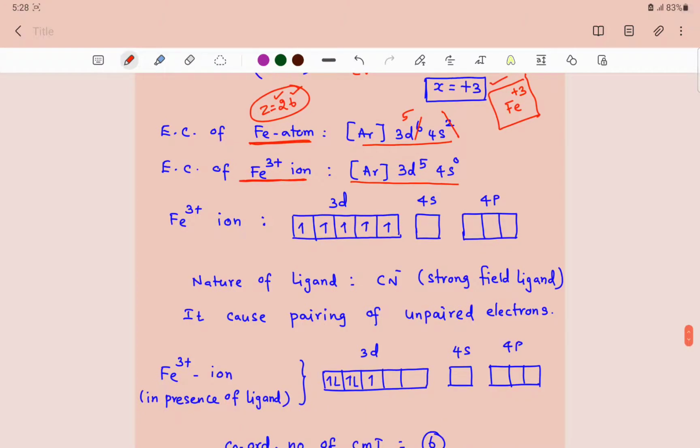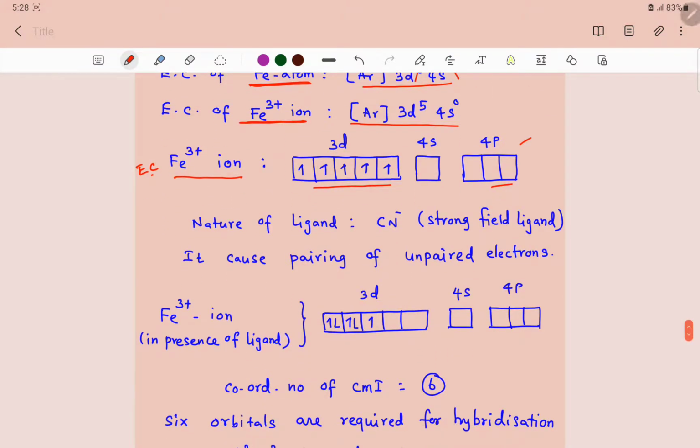Okay. So I have drawn the orbital diagram for this Fe3+ ion. The electronic configuration of the Fe3+ ion is 3d5. So the 3d orbital has a half filled electronic configuration, 4s0, and the 4p orbital is also there, but it is empty, isn't it? Okay. Here, the nature of the ligand. The ligand is CN-, which is called cyanido. The name of the ligand is cyanido, a negative ligand, and it is a strong field ligand.